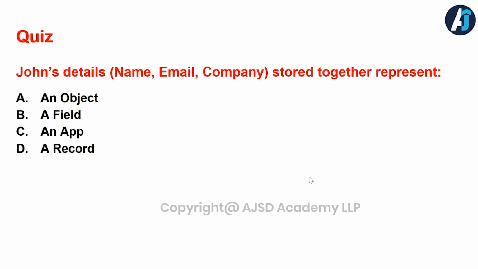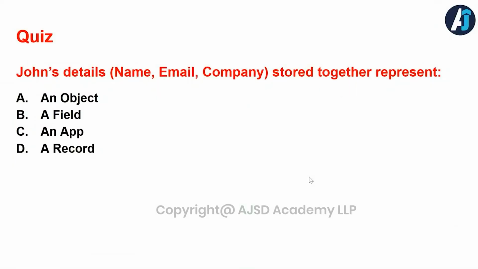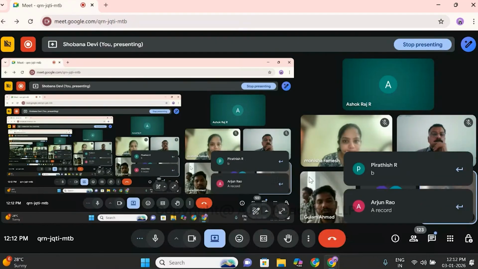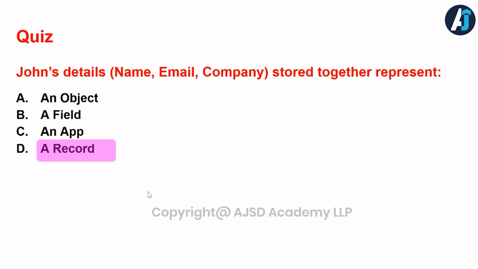Okay. The next important one is John's details we were storing, right? Name, email, company, they are stored together, right? And it represents what? You have 4 different options. So the entire information about John, we call it as what in Salesforce? So the answer is going to be record, right?